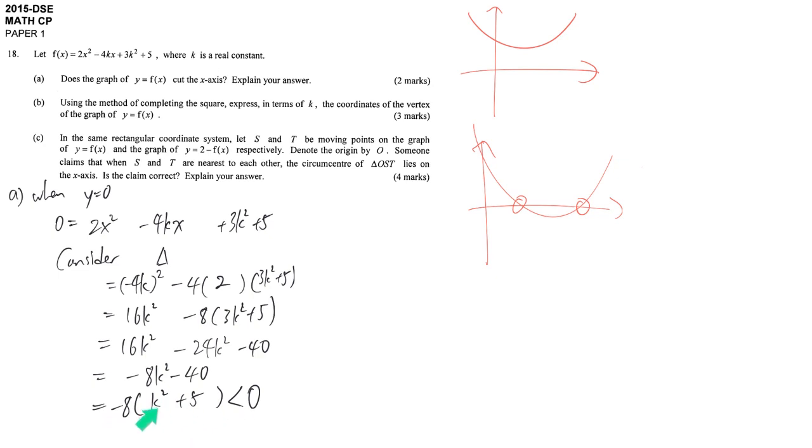Even though we don't know what the value of k is, it's not fixed, but no matter what k is, the delta will remain less than 0. So we have no real root, which means no intersection. So the answer is the graph does not cut the x-axis.